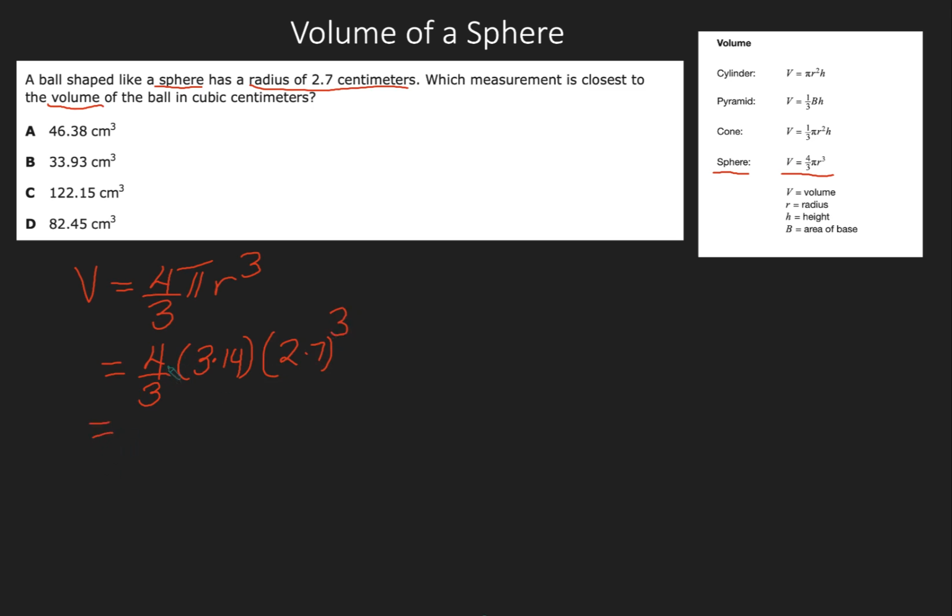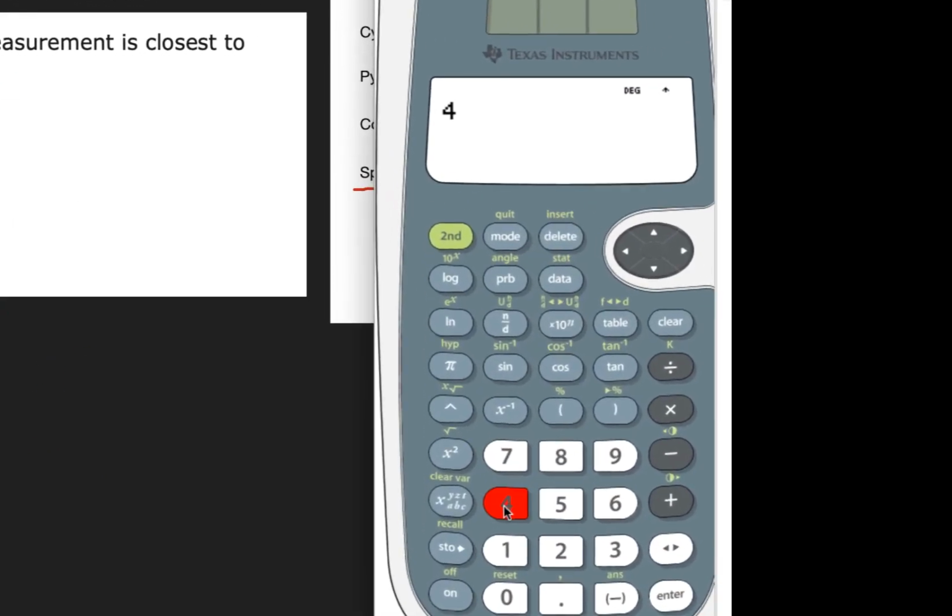And now we're going to enter all of this into our calculator. So first I'm going to press the 4, then I'm going to press n over d, which is my fraction function. Notice that here the denominator is blinking, so we're going to enter 3, go to the right. Okay, we're going to multiply by 3.14 times, okay, our radius is 2.7 and it has to be raised to the third power. So I'm going to enter 2.7.